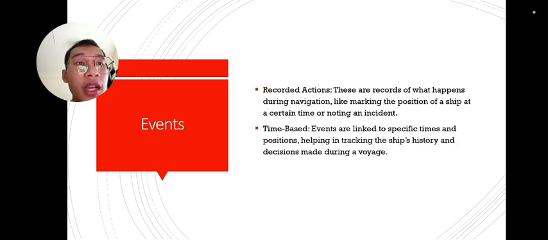Events are recorded actions. These are records of what happened during the voyage, like marking the position of a ship at a certain time or noting an incident. It is also time based. Events are linked to specific times and positions, helping in tracking the ship's history and decisions made during the voyage. So this can only be accessible with the permission of the captain. He holds the password for the events and commands for putting these events in the ENC.